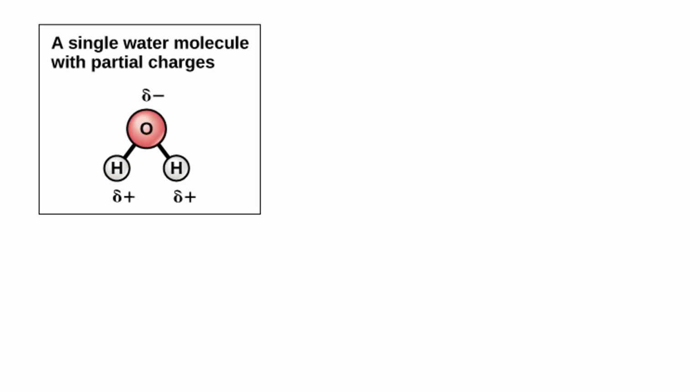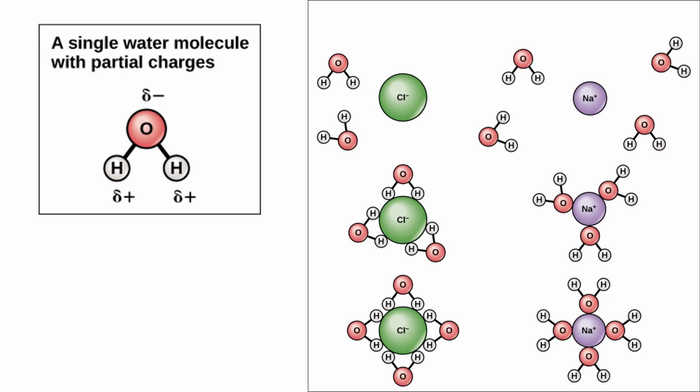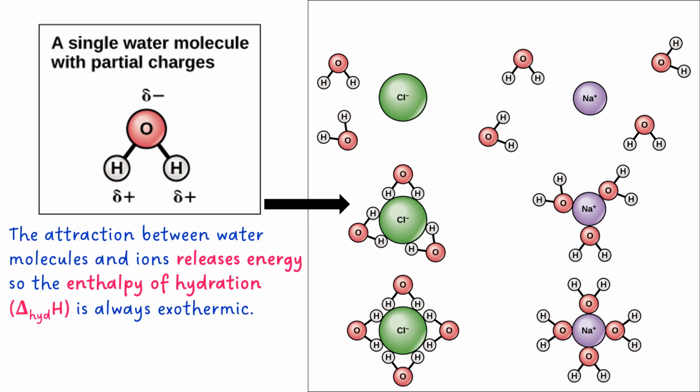So looking at hydration a bit closer, we've got a single water molecule which obviously has partial charges. And what happens is that that makes it attract to the surface of the ions. So in the case of sodium chloride, for example, you'll get an attraction between the delta positive hydrogens and the surface of the chloride ion, which is negatively charged, and also an attraction between the delta negative oxygens and the surface of the sodium ion, which is positively charged. So because an attraction is going on, it's equivalent of making a bond. So therefore energy is released and the enthalpy of hydration is always exothermic.